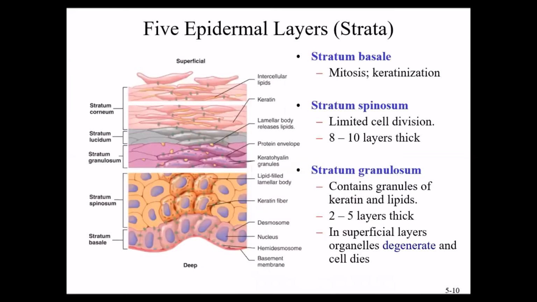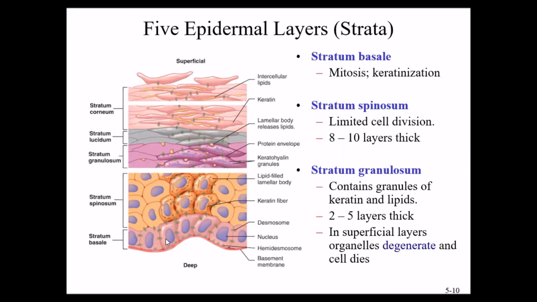Now, there are 5 individual layers to the epidermis. Each of those layers usually has multiple layers inside of it. So 5 strata, or 5 main layers. I've got them listed for you here, starting at the bottom. The bottommost layer is stratum basale.